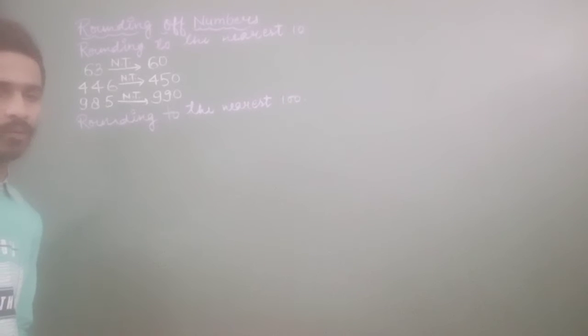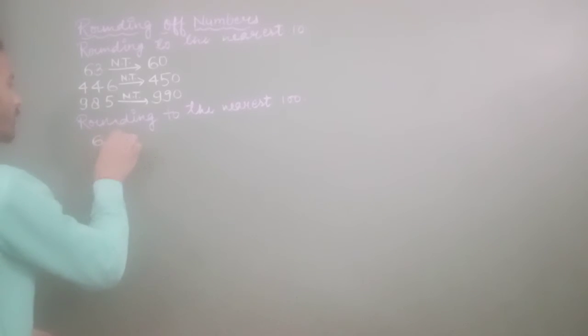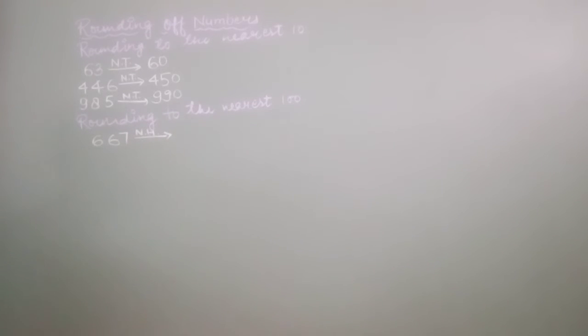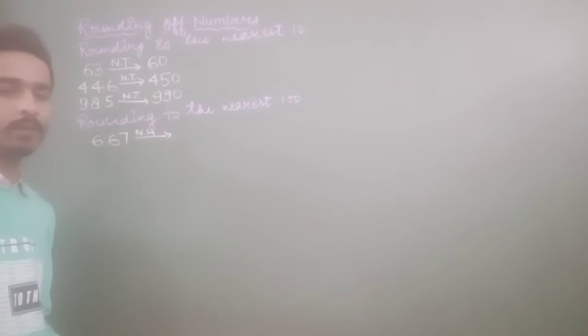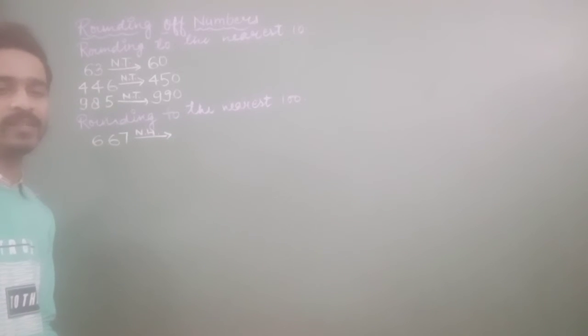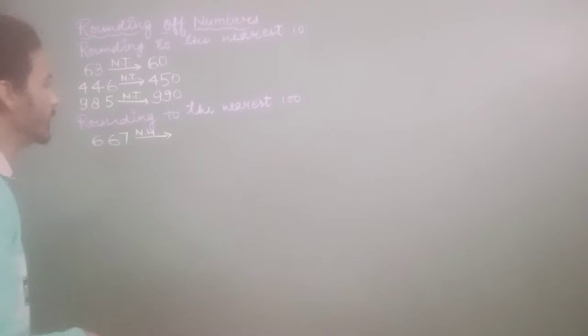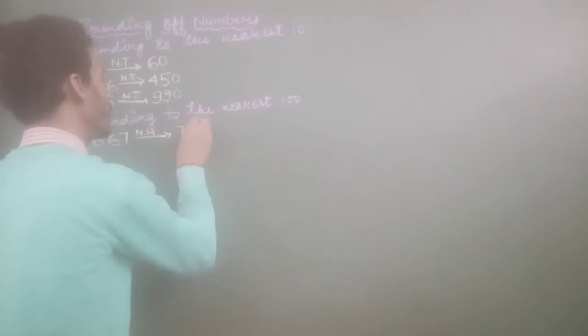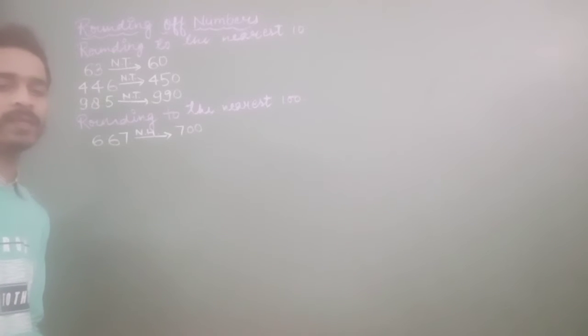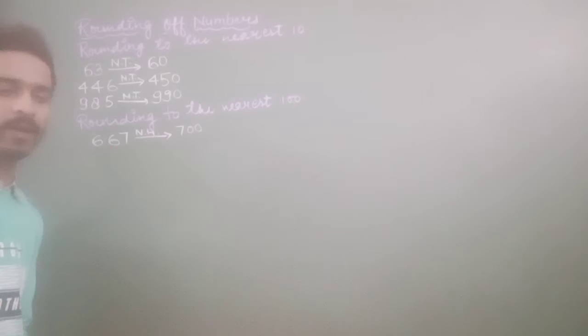There is an example: round off 667 to the nearest hundred. We know that 667 is between 600 and 700, but closer to 700. So 667 rounded to the nearest hundred is 700.